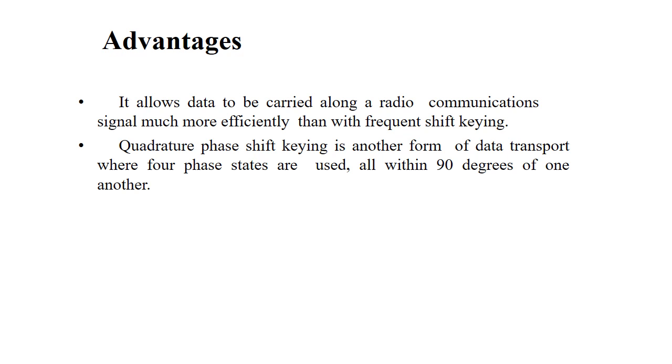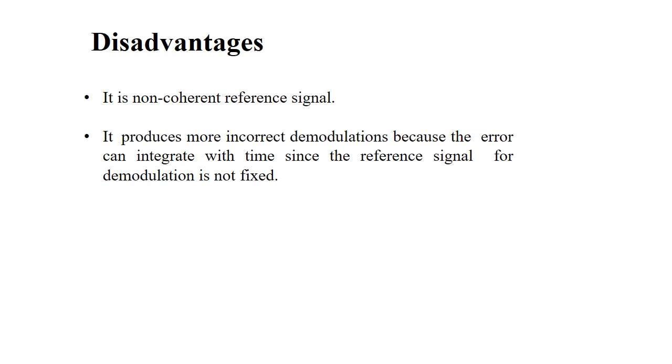Next, the advantage of QPSK is that it allows data to be carried along the radio communication signal much more efficiently than with frequency shift keying. Quadrature phase shift keying is another form of data transport, and it has 4 phase states which are used within 90 degrees of one another. The disadvantage is that it uses a non-coherent reference signal and it can produce more incorrect demodulation, because the error can integrate with time, since the reference signal for demodulation is not fixed.